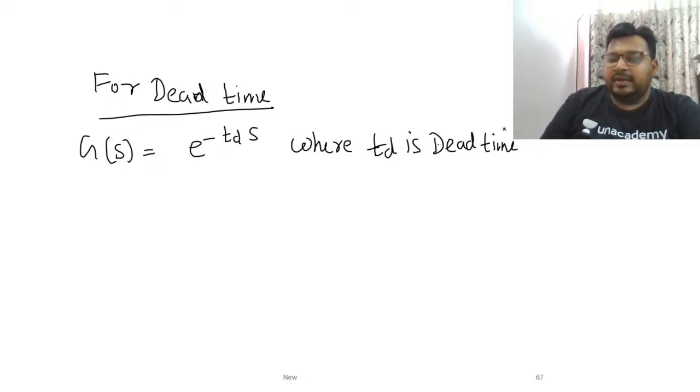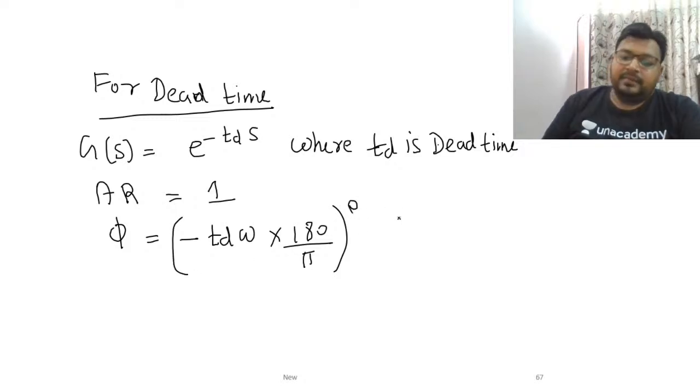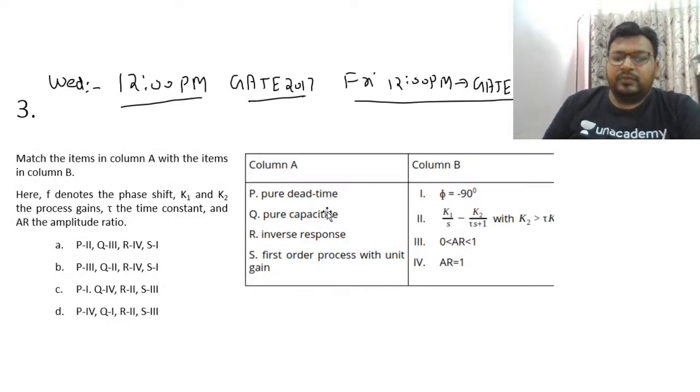TD क्या होता है इसमें? Dead time होता है. ठीक है? What is the amplitude ratio of the dead time? Amplitude ratio is 1. What is the phase angle of the dead time? Phase angle is minus TD omega into 180 by pi in degrees. That is the phase angle of the dead time. So you should know the transfer function, the amplitude ratio, and the phase angle. ठीक है? So for the pure dead time, phi is minus 90 degree?